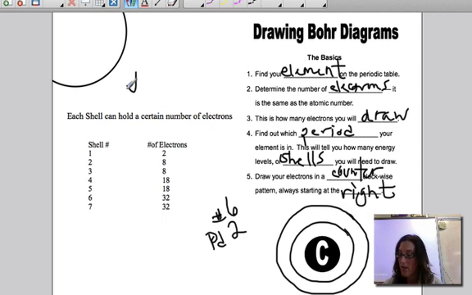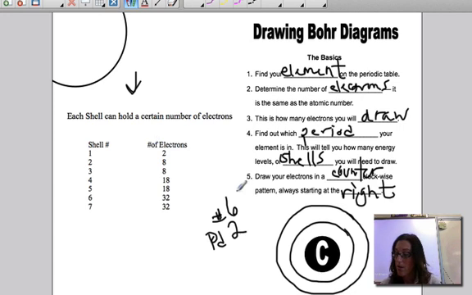Now over here on the left-hand side of the Smart Notebook, you see the number of electrons that each shell can hold. In the first shell it can hold 2, in the second shell 8, third shell 8, fourth shell 18, 18 in the fifth, 32 in the sixth and seventh. Now you cannot put more than that in each shell.